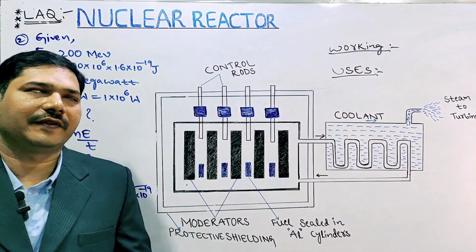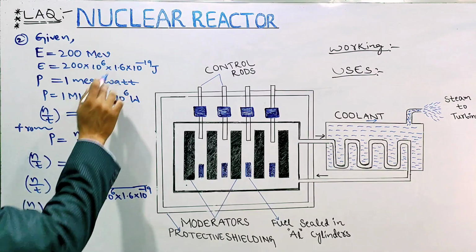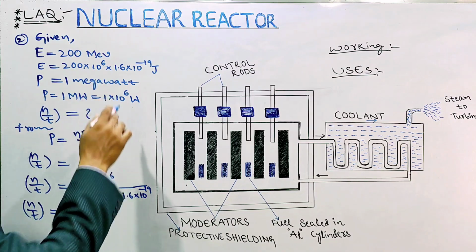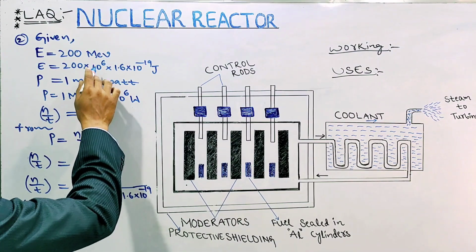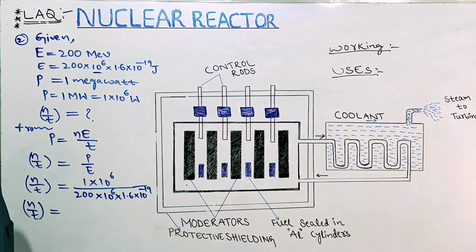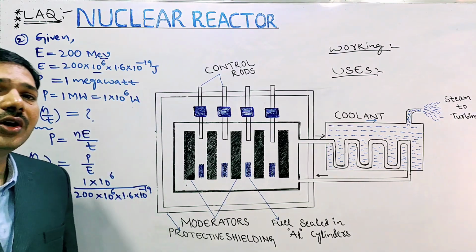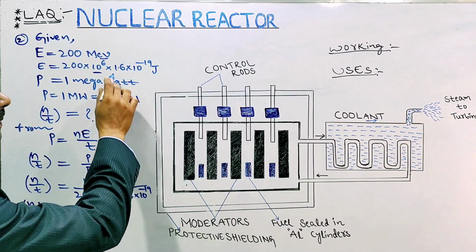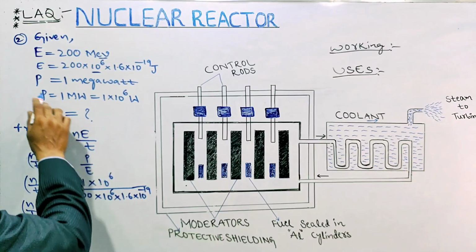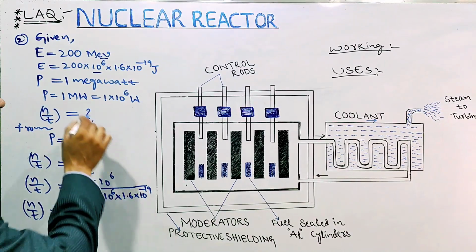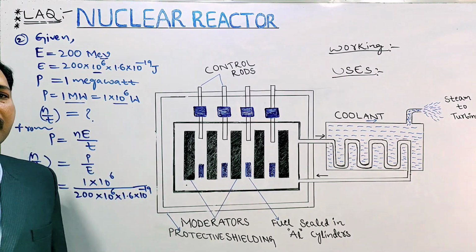First, we'll take the given data. The energy is given: 200 million electron volt. That million electron volt energy I am converting into joules. How? Here m is 10 to the power of 6, and 1 electron volt is how much? 1 electron volt value is 1.6 into 10 to the power of minus 19 joules. Next, power is given as 1 megawatt. What does that mean? Mega means 10 to the power of 6.